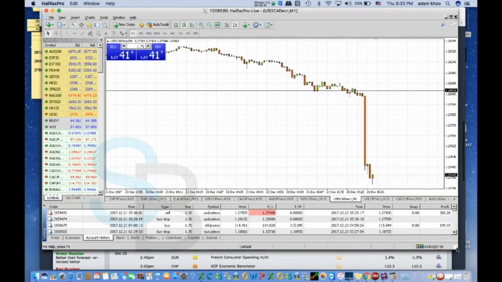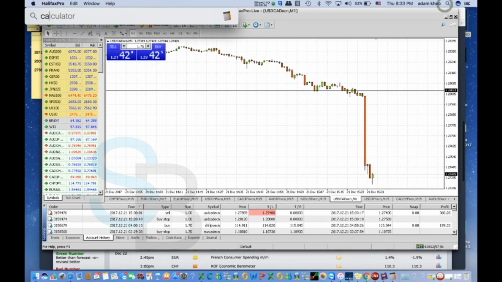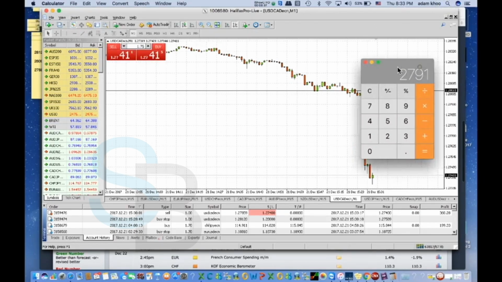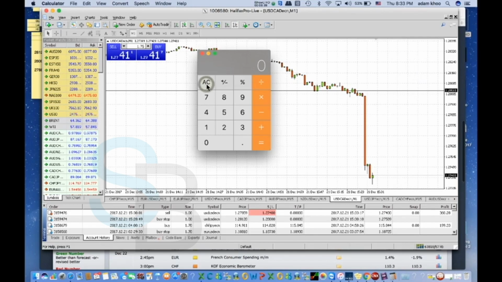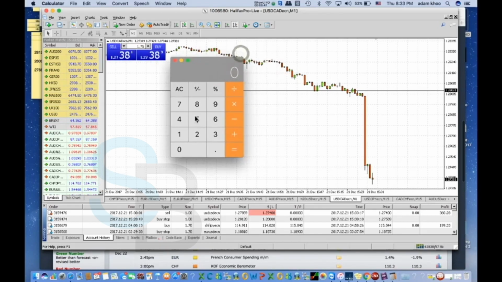All right, let's take a look. What was the risk I was taking? So basically, let's take a look. As you saw, I bought one lot and I sold one lot, right? So what was my risk? Okay, my risk was 12 pips. How many pips did I make?